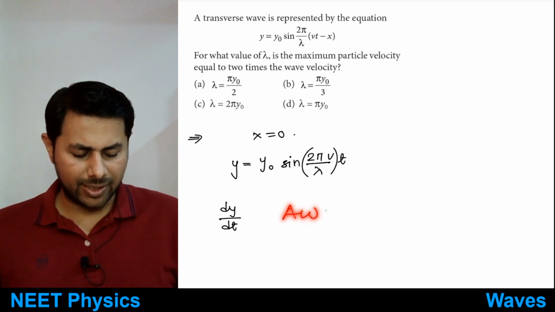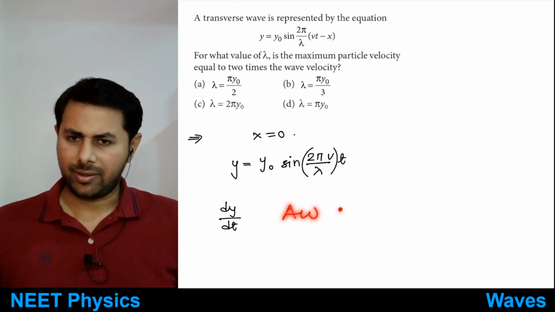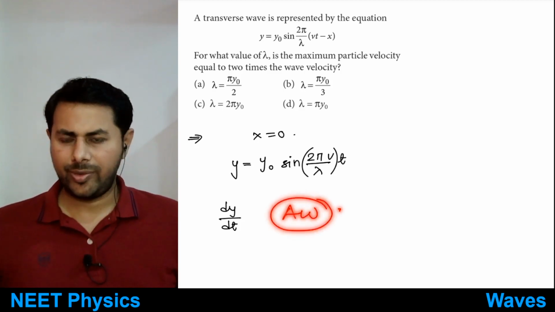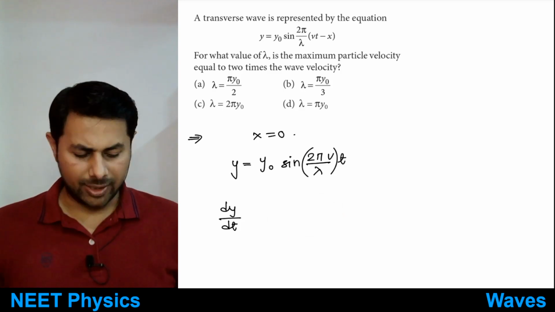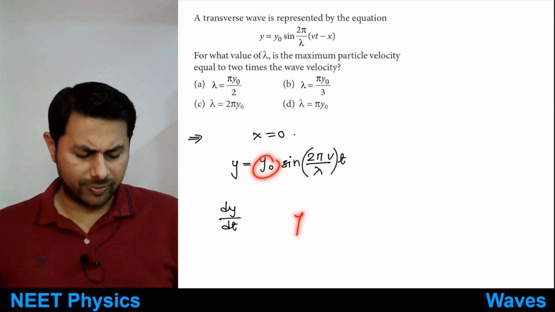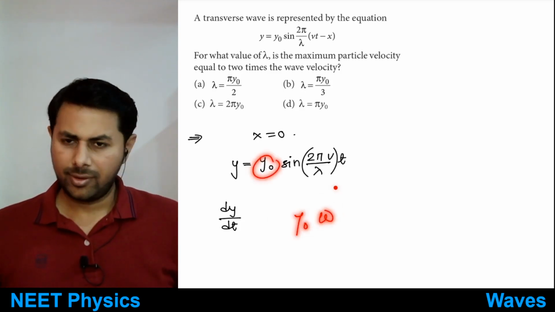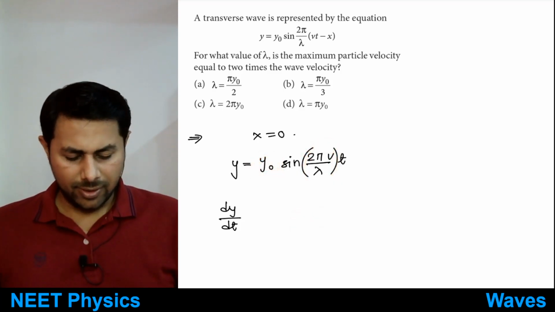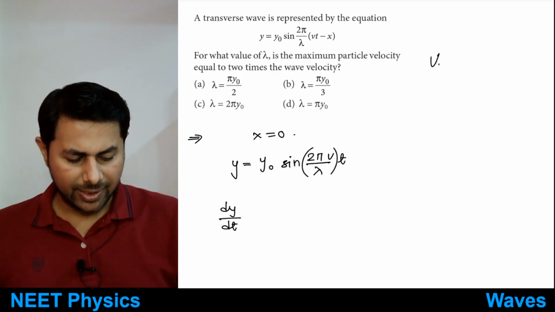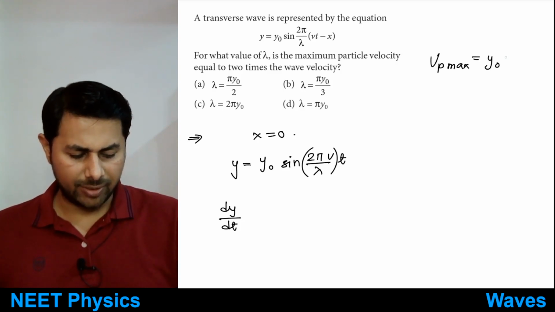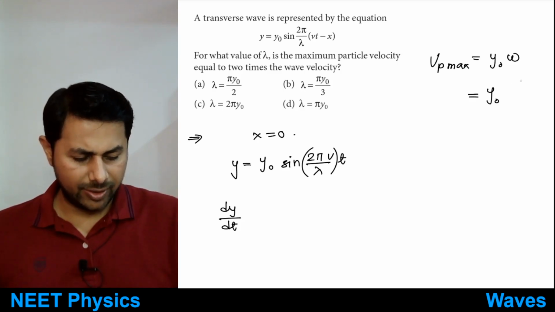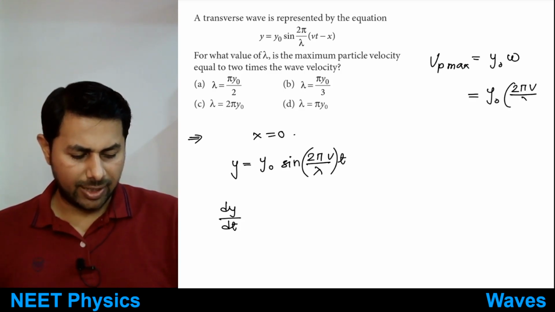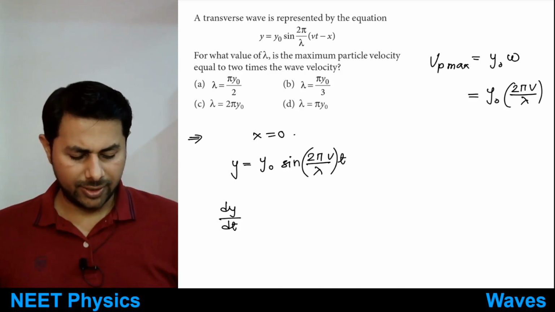When you take derivative, it will be a omega times of something, and therefore what would be the maximum velocity? It is a times omega. Here a is y naught, so it is y naught times omega. Okay, and omega is this term, right? So directly you can say Vp max is equal to y naught multiplied with omega, that is y naught multiplied with 2 pi v by lambda, right?